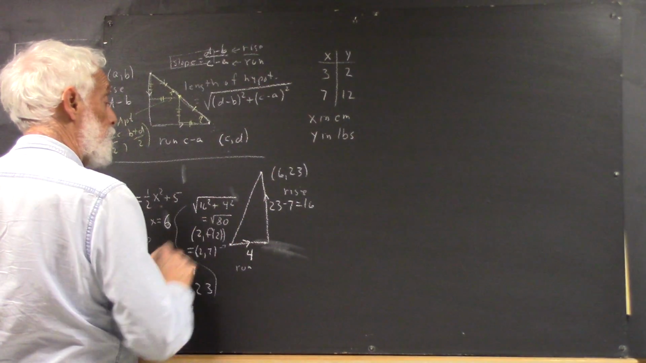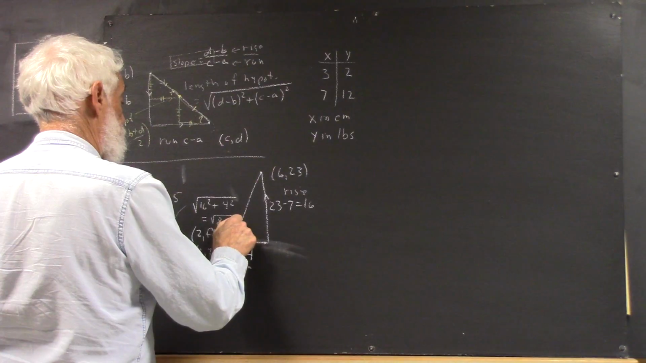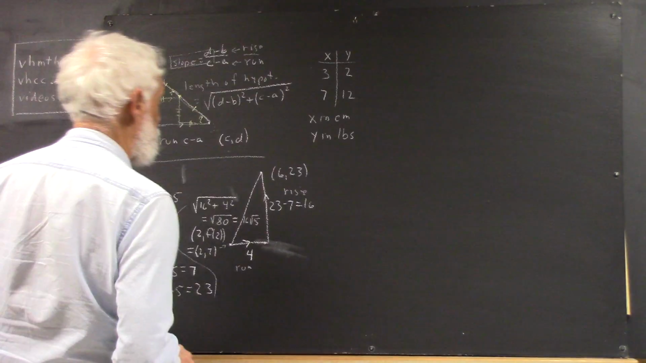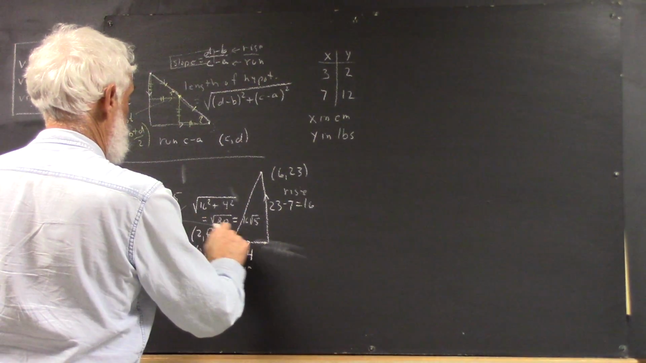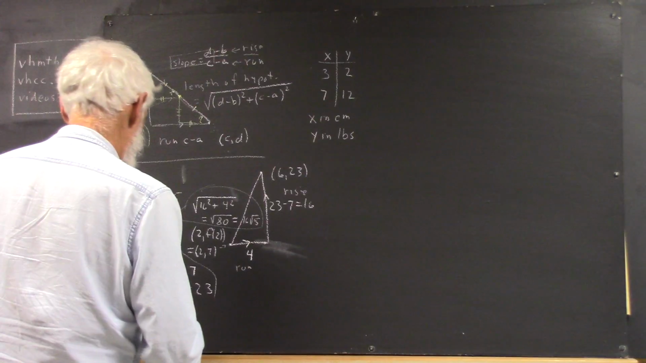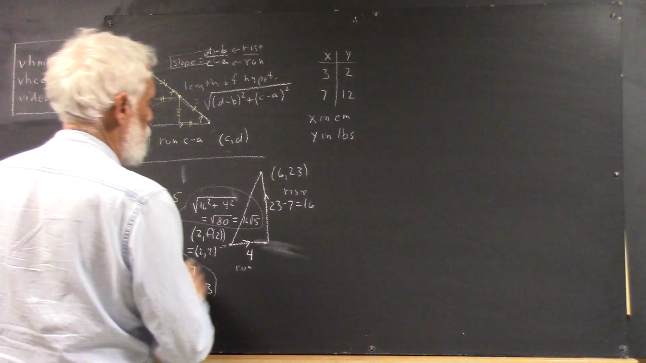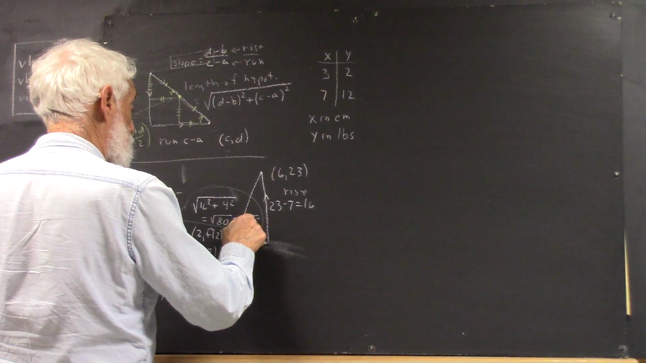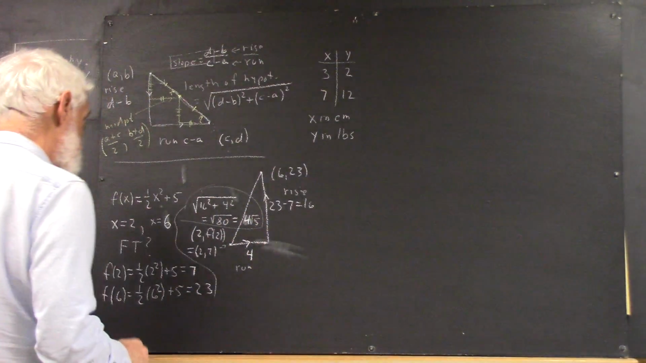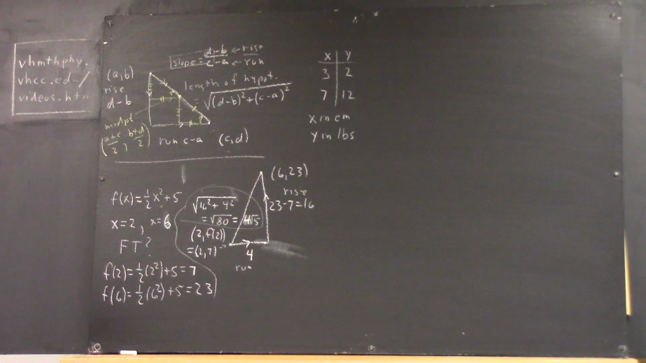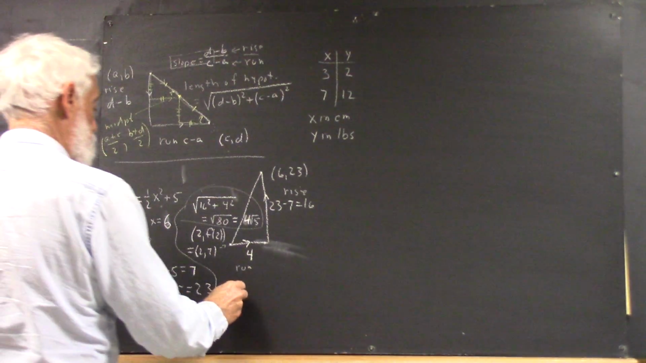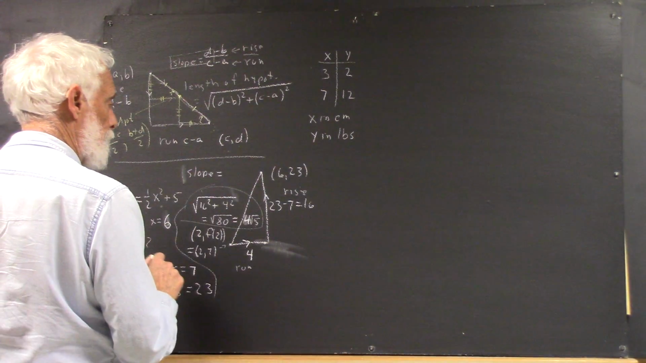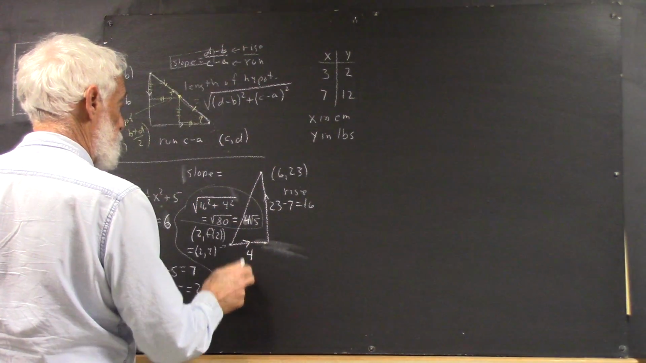Well, that's the square root of 80, and that is 4 times the square root of 5. 80 is 16 times 5. Square root of 16 is 4. Square root of 5 is just square root of 5. Okay? The slope is rise over run. That's going to be 16 over 4.